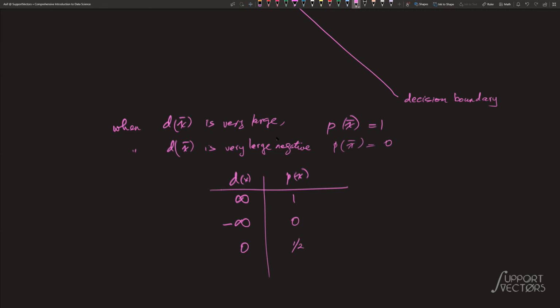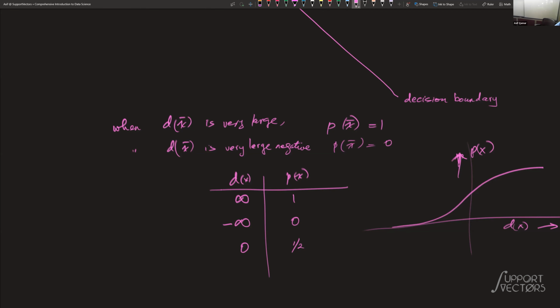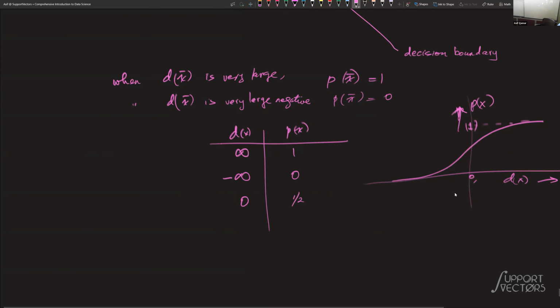When d is 0, what is p? 0.5, a half. So now let's build through this intuition. Just to recap, the shape of it is like this. This is d of x. This direction is p of x. This is 1, this is 0. With this intuition in mind, what you see is something very interesting. When you look at a mapping from D to P, think of a function f that maps from D to probability. Literally, that is the P of D.